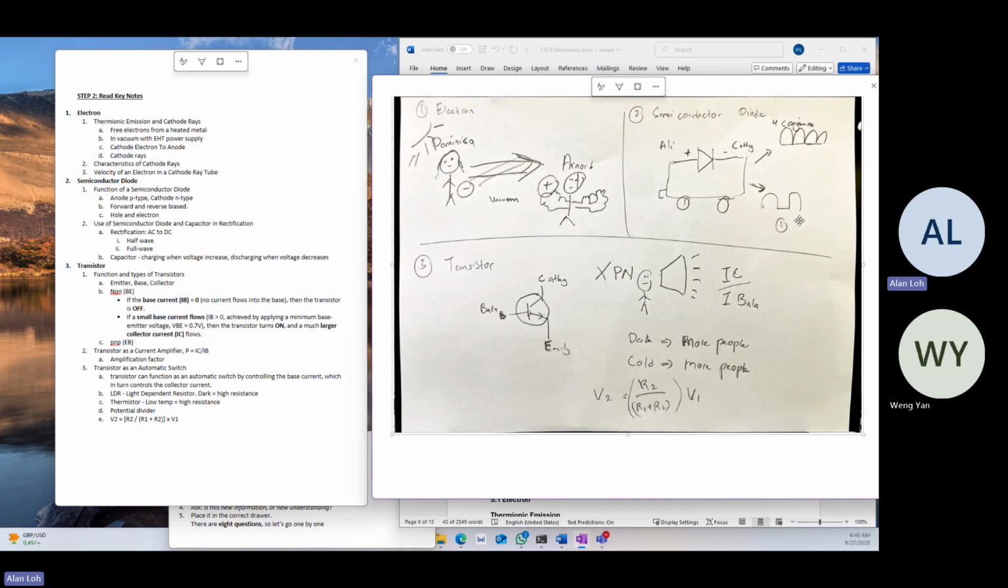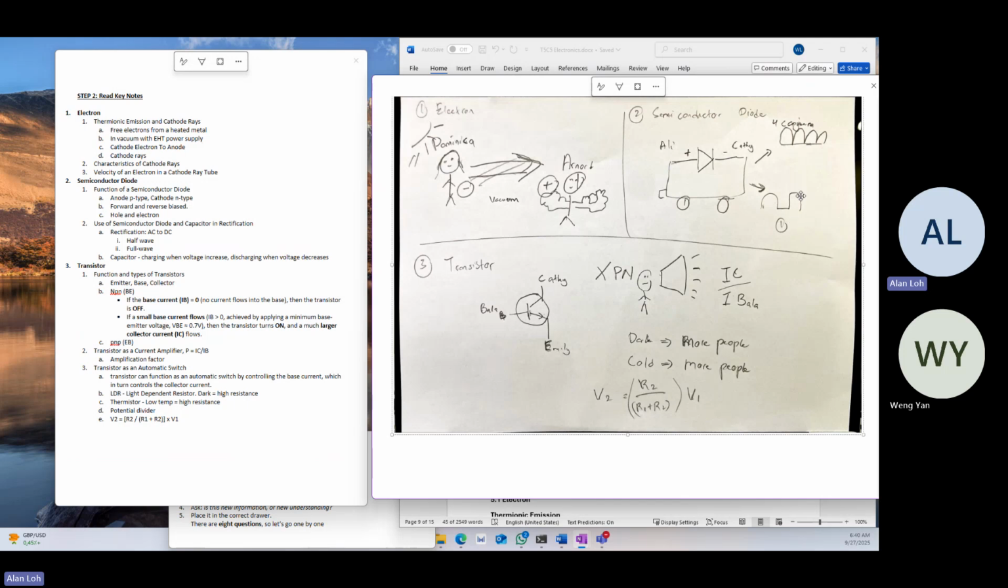It's the AC to DC. And why AC to DC? It's because your phone is only able to accept DC. If it accepts AC, then the phone will burn. So you have to have another way to change it to DC.